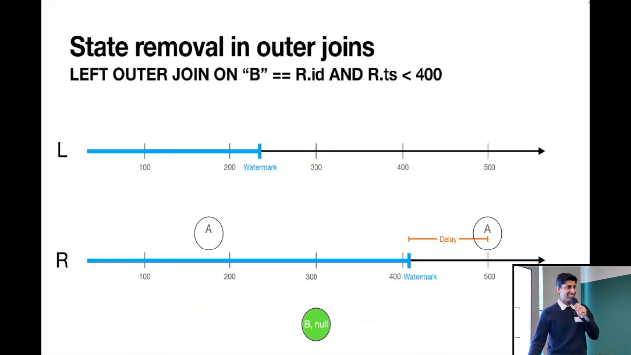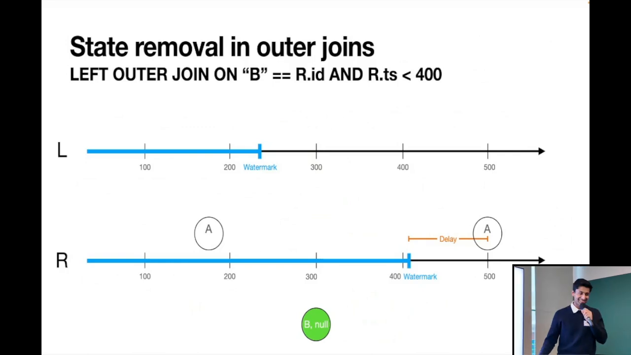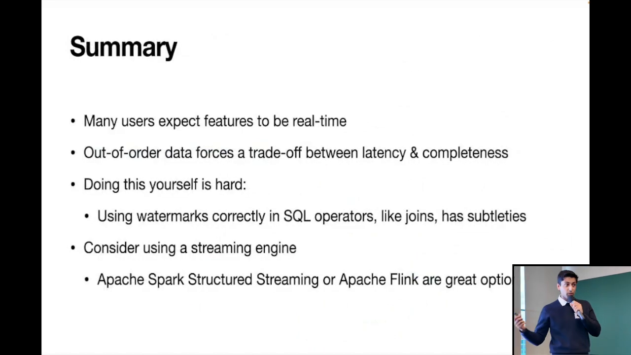Okay. We made it. So the summary is that users expect lots of features to be real time, and out-of-order data forces us to make this trade-off between latency and completeness. So if you want low latency, you will have to set a delay accordingly. And doing this yourself is very hard because, as we saw through this talk, using watermarks correctly in your SQL operators like joins and aggregations is actually not trivial.